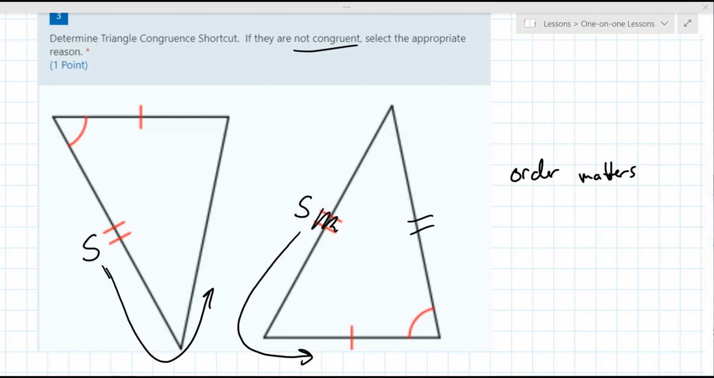Move to number four. Hopefully this one is not an exception, because exceptions are hard to learn from.